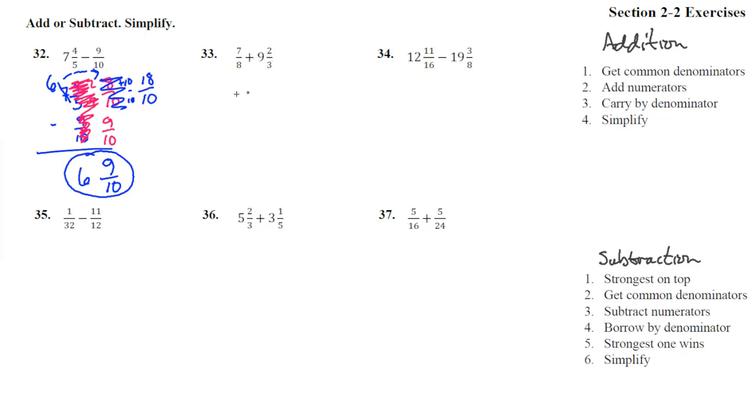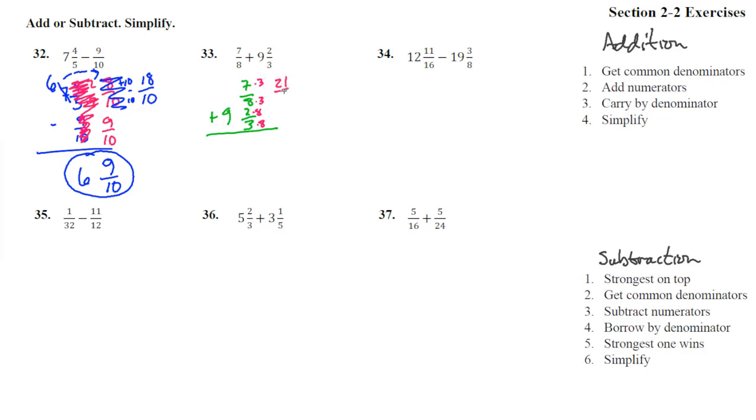Hey, number 33. 7/8 plus 9 2/3. Let's write it like this. 7/8 plus 9 2/3. Okay, common denominator. The denominators are 8 and 3. So 8 times 2 is 16. Nope. 8 times 3 is 24. Oh, look. We're going to times by 3. We're going to make these each 24ths. So that's going to times by 8 and times by 8. Yep. 8 times 3 is 24.